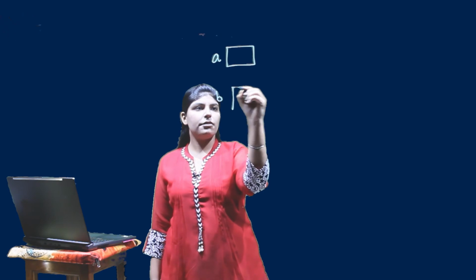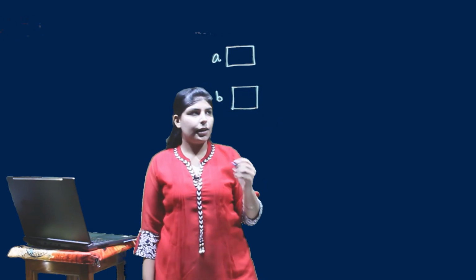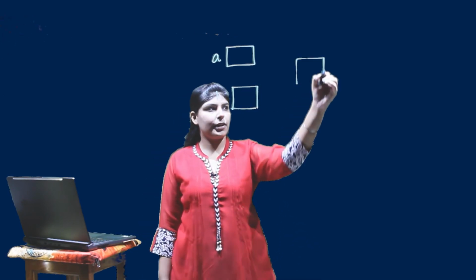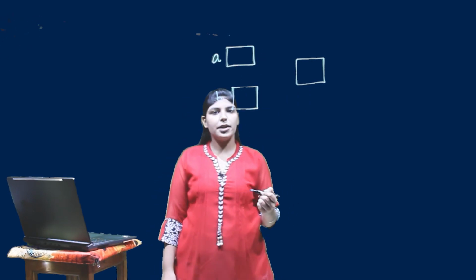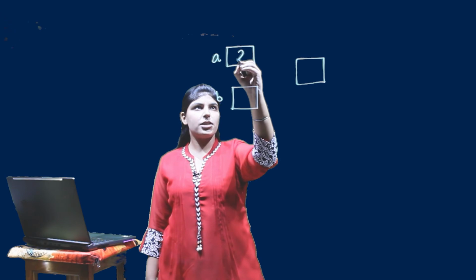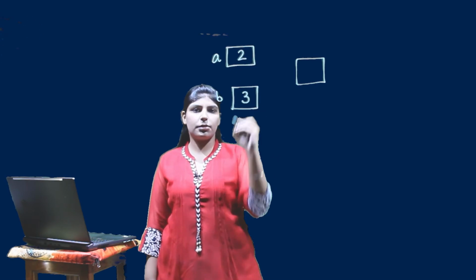I have two variables, A, where some value is stored, and another variable B, where some other value is stored. Now I can take one extra variable and I need to swap these values. So how will I do it? Suppose the value of A is 2 and the value of B is 3.